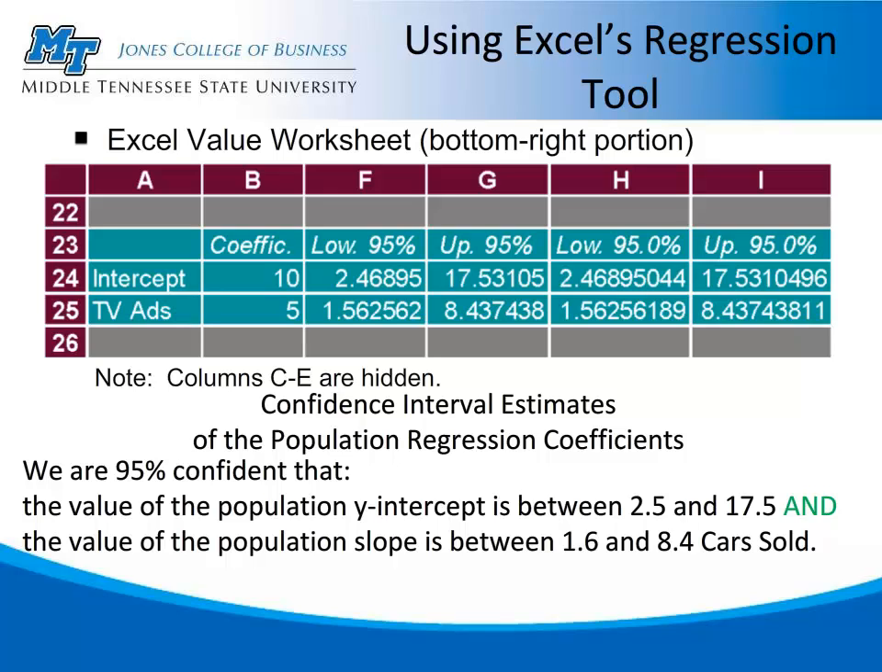Now, if we buy some ads, how many cars are we going to get per ad? Each additional ad is going to correspond to how many additional cars? Well, we're 95% confident that that value is somewhere between 1.6 and 8.4. Now, what you're going to have to do is to look at how much profit you get when you sell a car, and compare that to how much money it costs you to buy an ad.